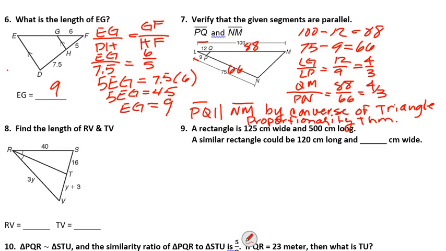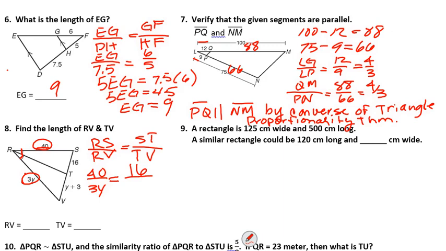Number 8 says find the length of RV and TV. So on this one, if you recall, we said that because this angle is congruent with this angle, we can set up again proportions. So when we do this, we're going to do RS over RV. So we're going to take 40 and put it over 3y. And that should equal ST, again our triangle on the top, over our triangle on the bottom, TV. So now we're just going to substitute our values in. So that's going to be 40 over 3y is equal to 16 over y plus 3.